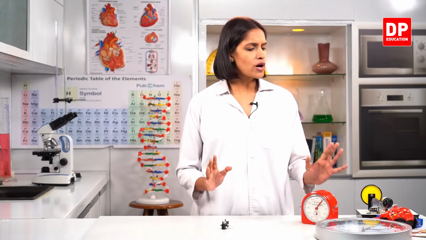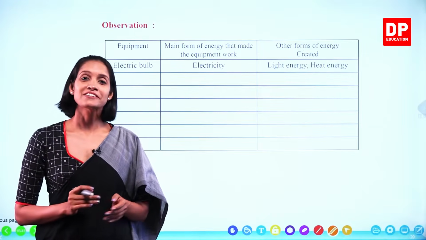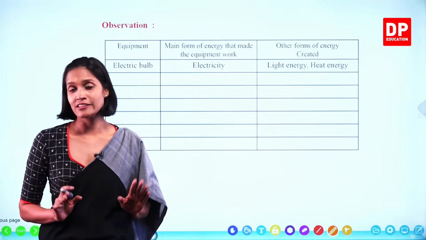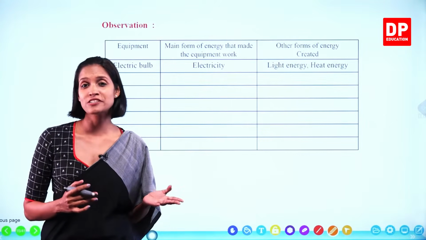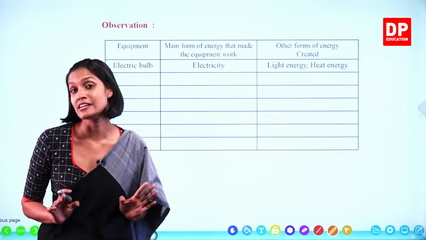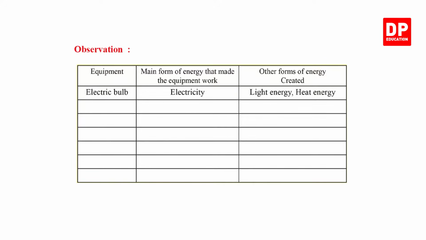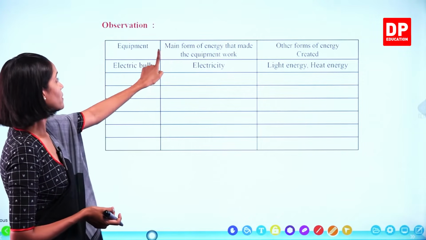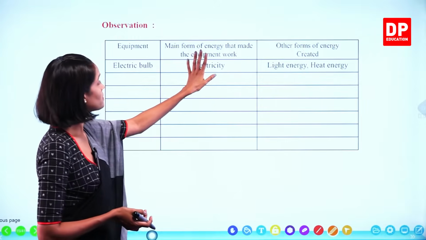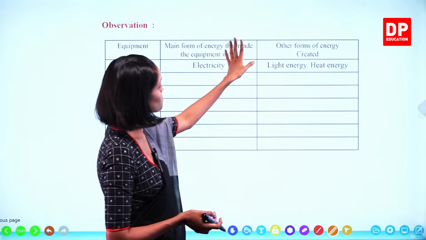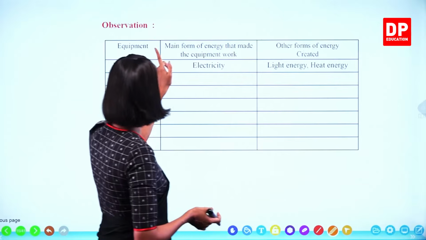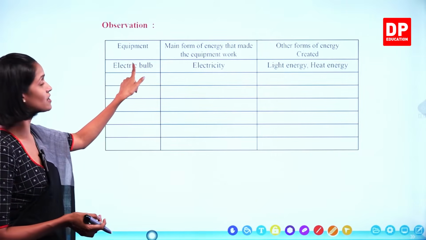Right, children? So after doing this activity, I hope you understand that there are different forms of energy that we use in our day-to-day lives. The activity was very clear, I think. As I told you all, try to do this activity even at home. I'm sure you will understand it better, okay? So here, for the observation, what do we have to write? The name of the equipment, the main form of energy that made the equipment work, and other forms of energy created. The first example is given, electric bulb.